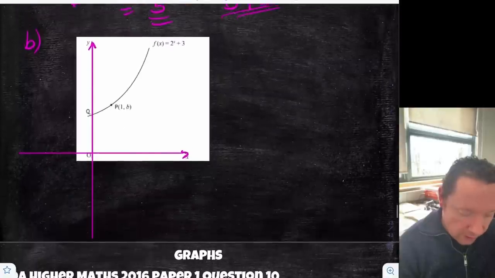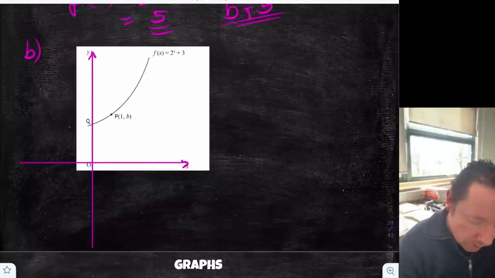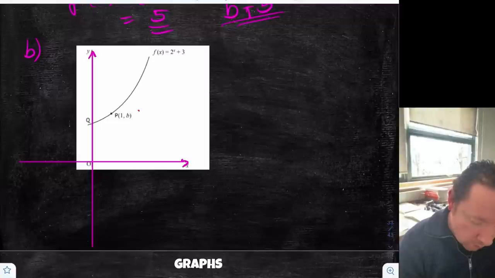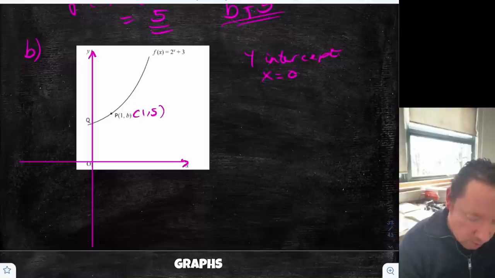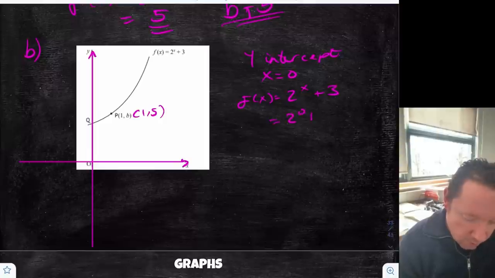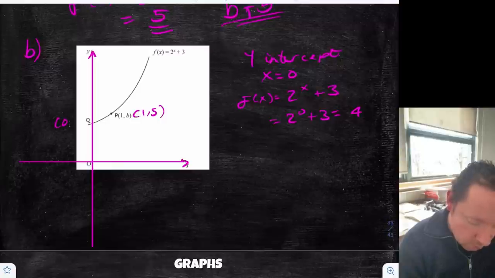So I've copied the diagram below. So we already know that P is 1, b, which we've just worked out as 1, 5. And then let's work out our y-intercept for this graph. So that is when x equals 0, so f of x, which was 2 to the power of x plus 3. That's 2 to the power of 0 plus 3. 1 plus 3 is 4. So we get 0, 4.